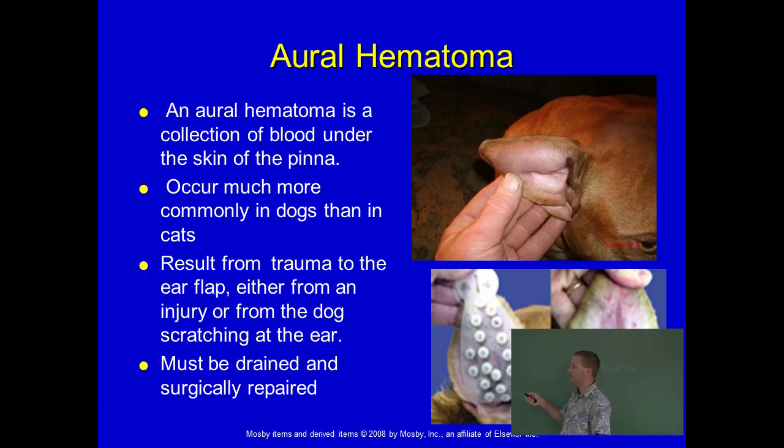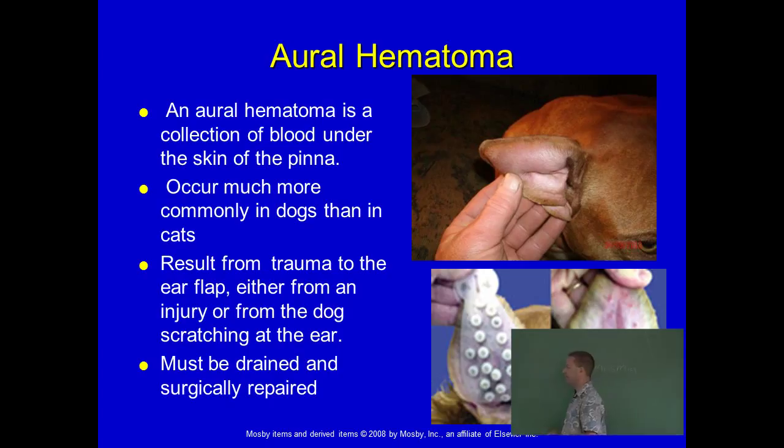And so how would you treat this? Yeah, slice it open, drain it, and then we can't just leave it, because oftentimes it'll fill back up. They'll do what they call a mattress suture or button suture in there to hold the outside skin against the cartilage and everything like that, so it doesn't open up again and form another aural hematoma.